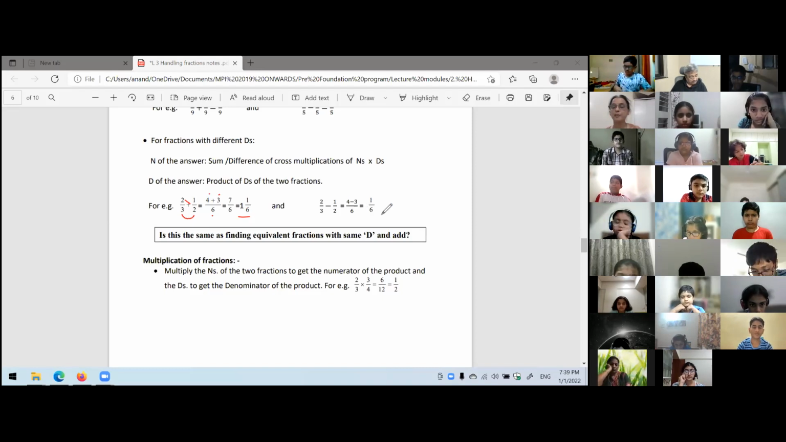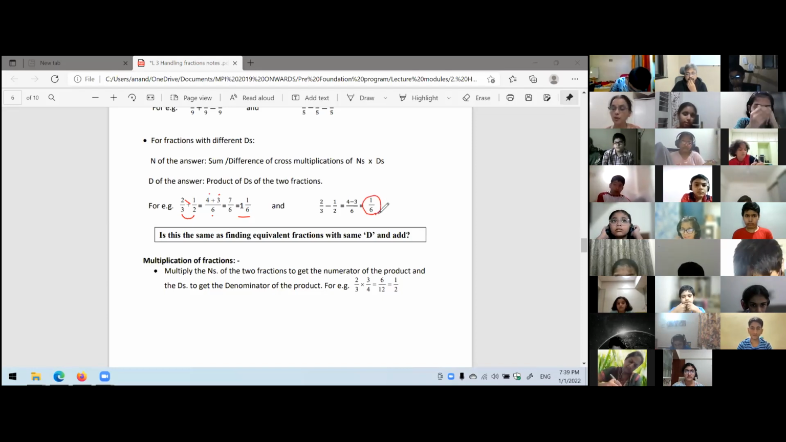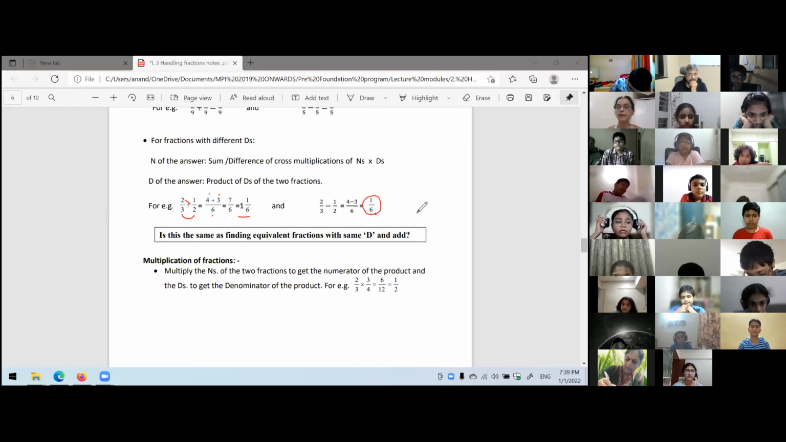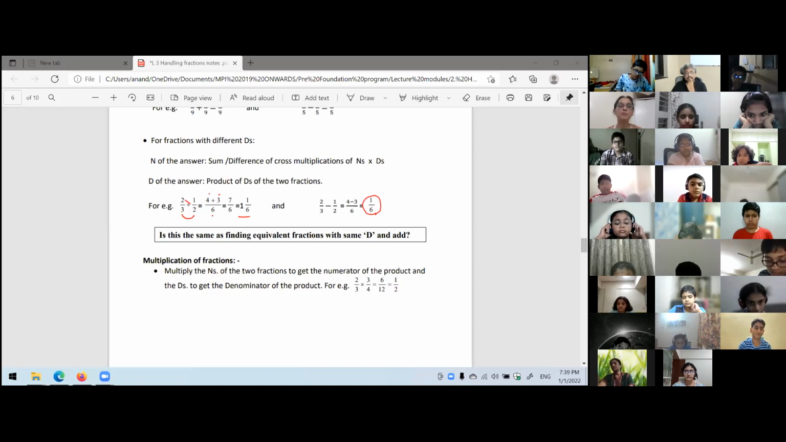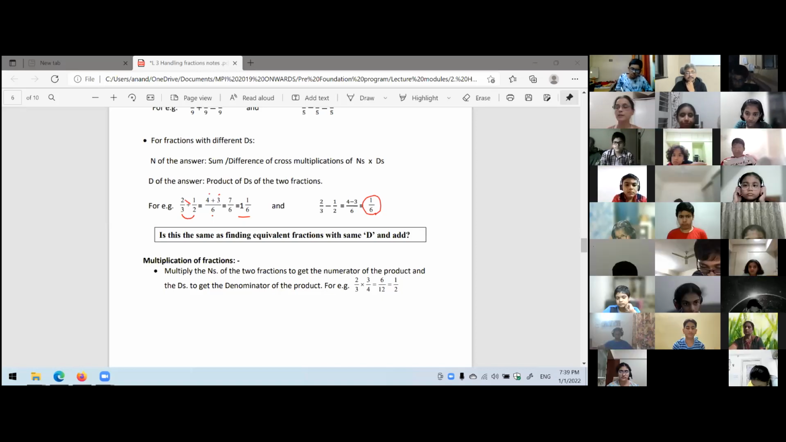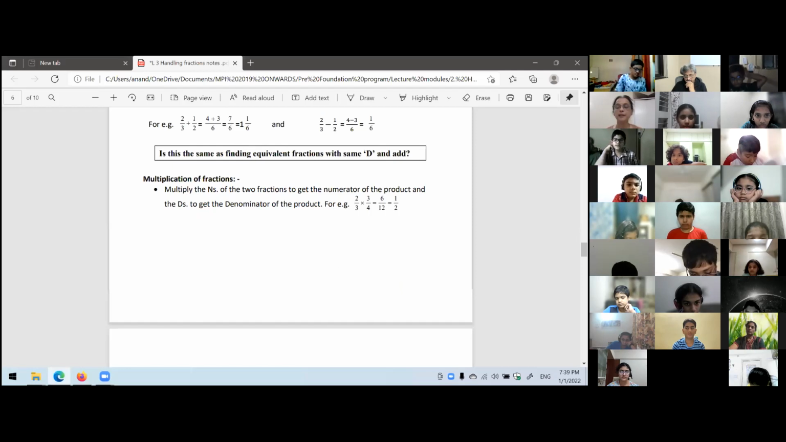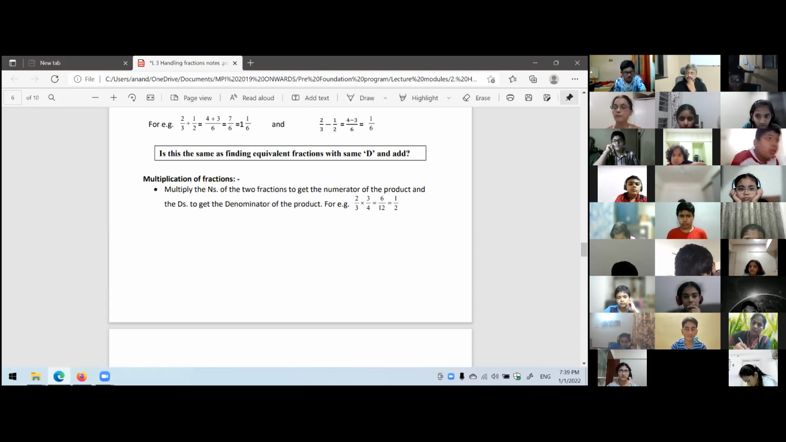And always remember, the last answer should always be in the lowest form. If this is not the lowest form, we convert it to the lowest form. So we can add or subtract fractions with same or different denominators, and multiplication is all the more easy. If I want to multiply two fractions, simply multiply the numerators, multiply the denominators. 2 upon 3 into 3 upon 4, 2 3s are 6, 3 4s are 12. 6 upon 12, but my final answer should always be 1 upon 2 in the lowest format.